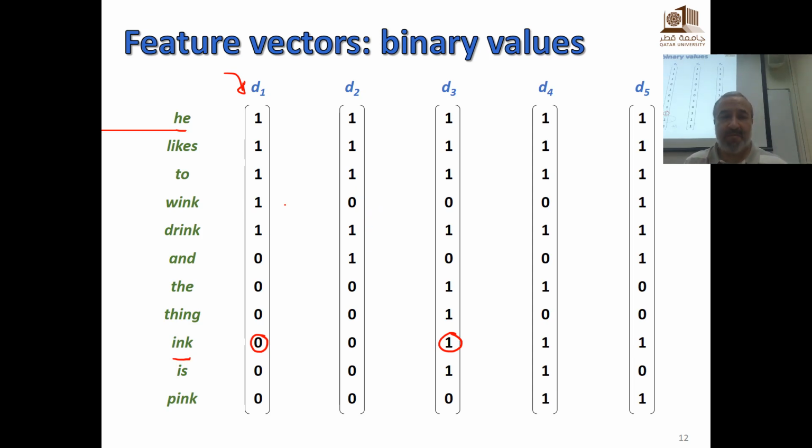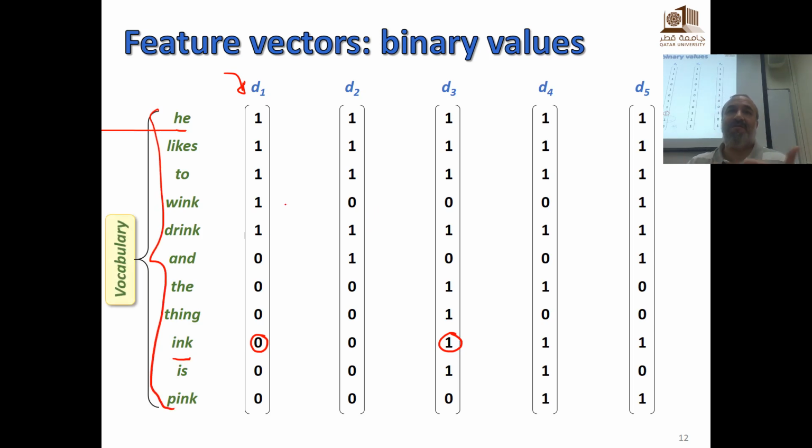So every document here is an example. How many features do we have? The number of words. We call this list the vocabulary, which is the different words we have. So the size of the vocabulary, the number of words, is the number of dimensions that we have. This is of course a small example, but if we are talking about English, we'll have thousands of words, so thousands of features in this case.